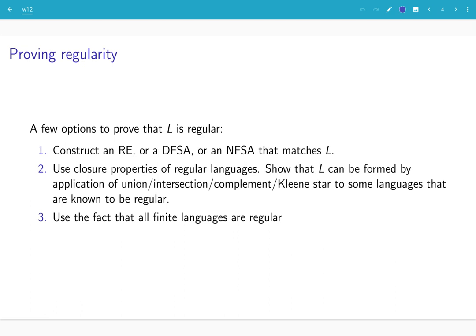So if we know that some other language is definitely regular, and we can make L by taking that other language and doing the complement, or the Kleene star, or intersecting it with another regular language, then that implies that L is also regular. There's also this very useful fact that all finite languages are regular. I don't think this is proven in the Vassos course notes, but it's not very hard to prove. In fact, it's pretty straightforward to come up with a regular expression for an arbitrary finite language. I'll leave that as a thought experiment for you, though.